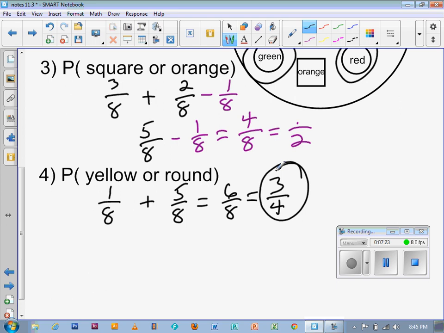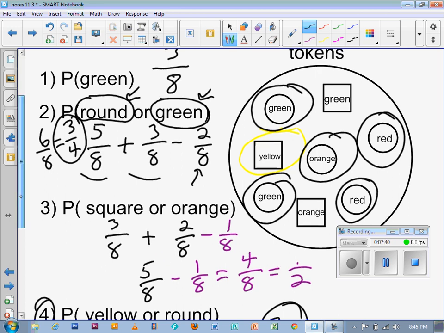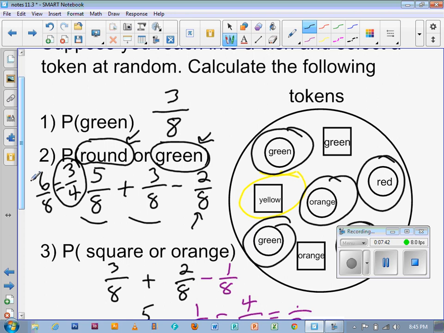So this last video is somewhat of a summary of everything in section 11.3. Number 4 is an example of mutually exclusive events and how you calculate them. 2 and 3 are not mutually exclusive, where we had to take away events that occurred more than once. And then, of course, number 1 was just your basic probability with 1 event occurring.